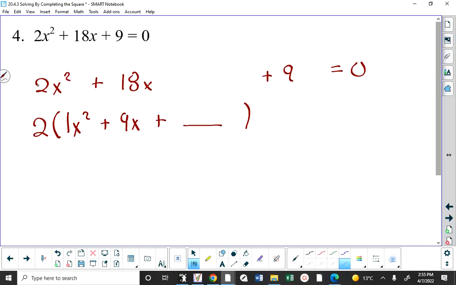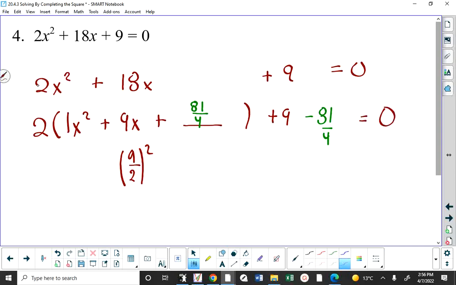What number are we going to add? We're going to add whatever 9 divided by 2 squared is, which is 81 quarters. Are we good with where I got the 81 quarters from? Why is this wrong that I'm about to write? Well, we have our plus 9, right? Why is this wrong? It's the one area where no matter how good you are at completing the square, it's common to make this mistake.